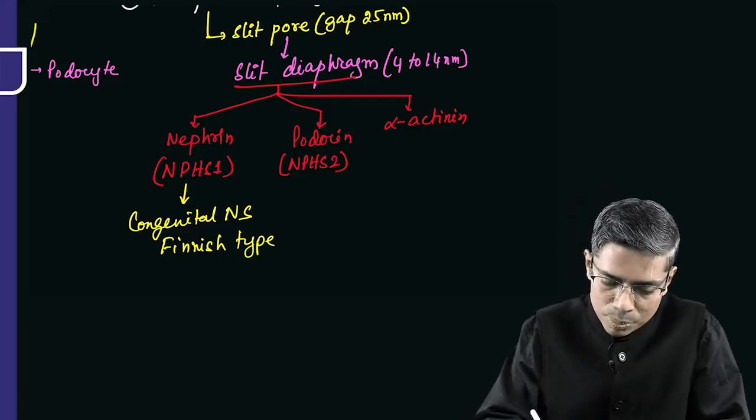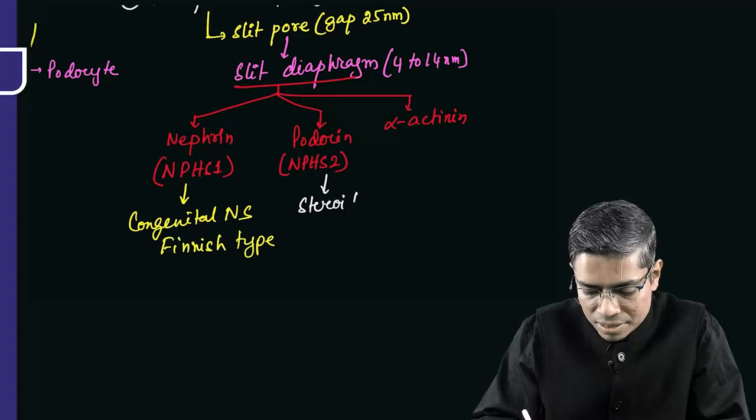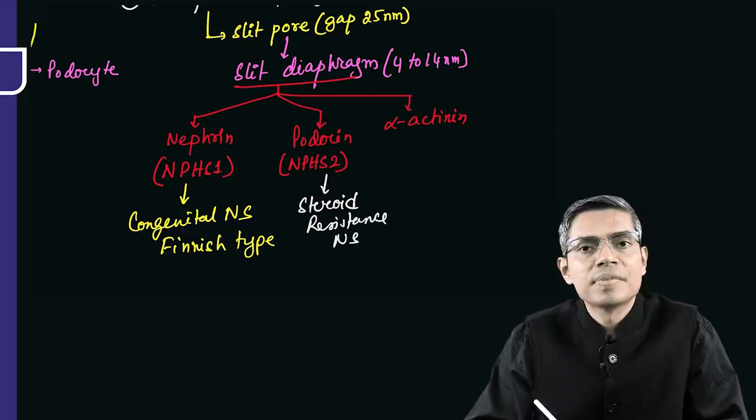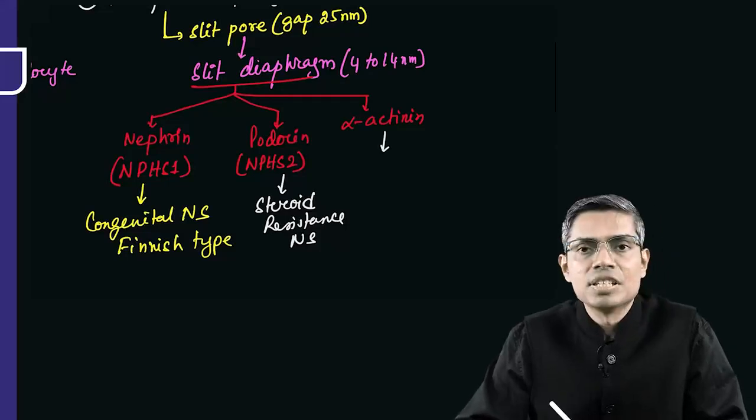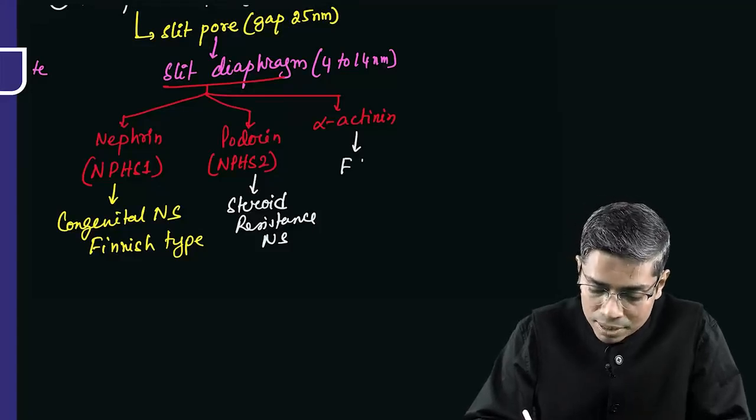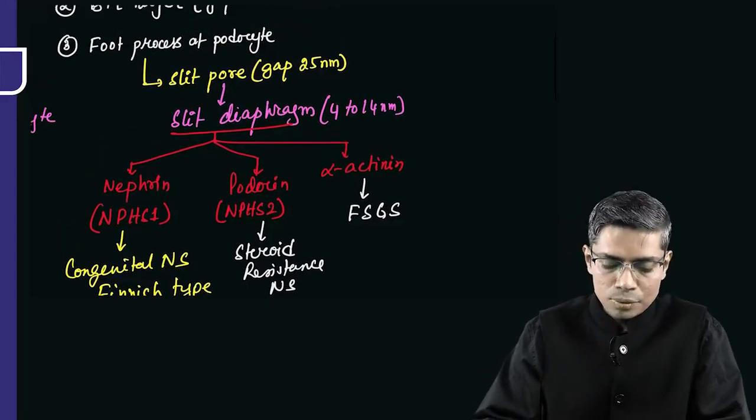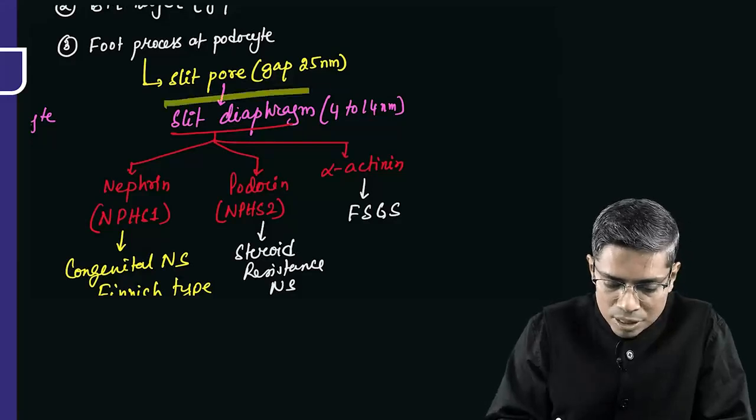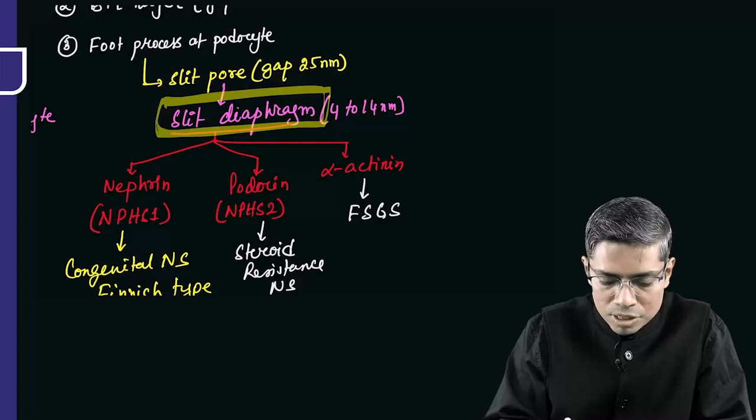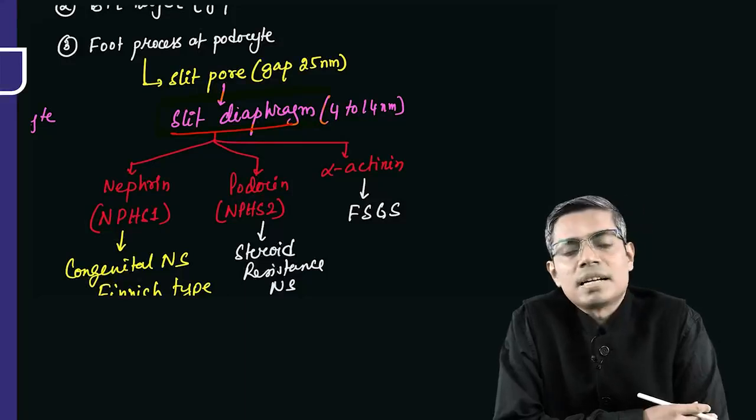If there is mutation of this podocin gene, then it will produce steroid resistant nephrotic syndrome. If there is mutation of the alpha actinin gene, there will be other diseases like focal segmental glomerular sclerosis, the sporadic variant of focal segmental glomerular sclerosis. That's why this slit diaphragm is very important. Whenever there is mutation of the protein which is forming the slit diaphragm, there will be various renal pathology, like for example this disease that I have talked about.